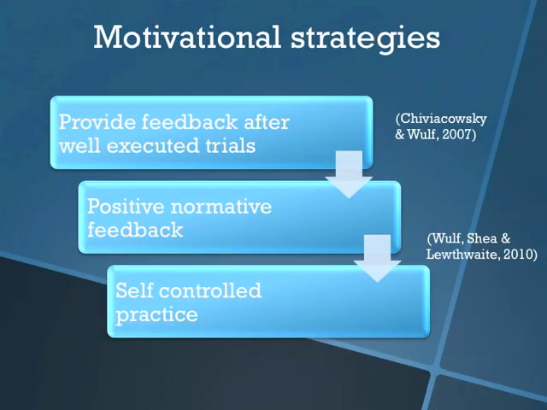The novice will be provided with feedback after well-executed trials, not those trials that were performed poorly. Providing the learner with positive normative feedback will also be used, meaning we give information regarding the scores of people who are of like skill level to the learner, but only if the learner is ahead of them at this stage. Self-control practice will also be enhanced in the training program for the novice. This will have the learner decide when they would like to receive feedback and what order they would like the trials to be in.